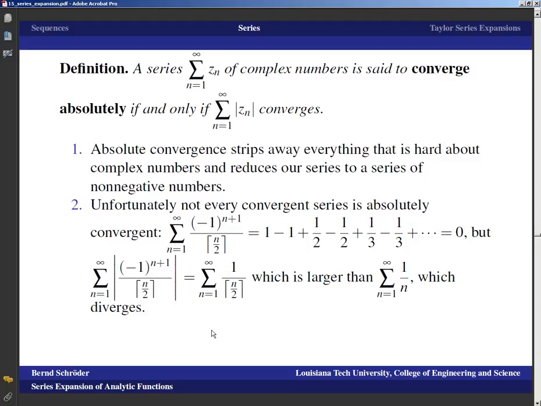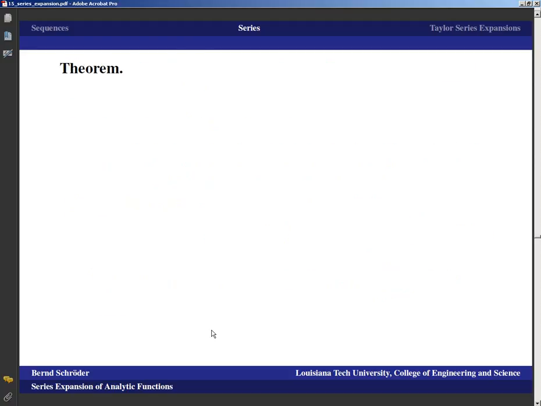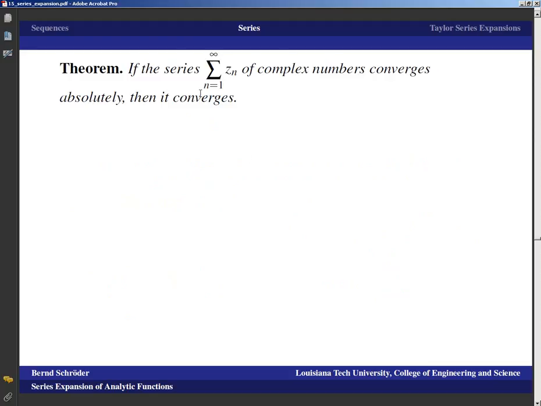Okay, so that means, again, we have tools, we have ways to make things potentially easier, but we have to make sure that we're allowed to apply these tools. Okay, so if the series of complex numbers converges absolutely, then it converges. So even though convergence doesn't imply absolute convergence, at least when we've got absolute convergence, we will have convergence. So the vocabulary makes sense. Converges absolutely sounds stronger than convergence, and it is.